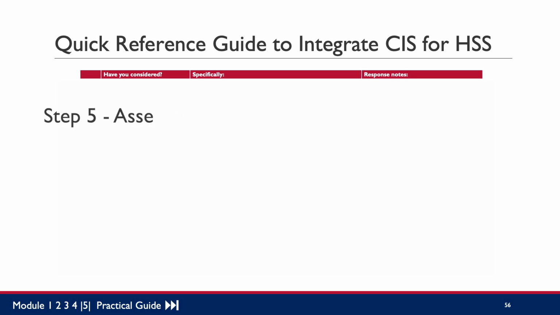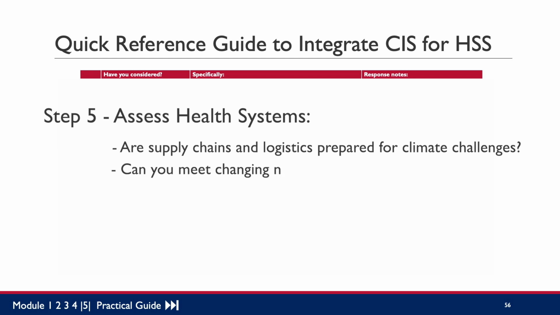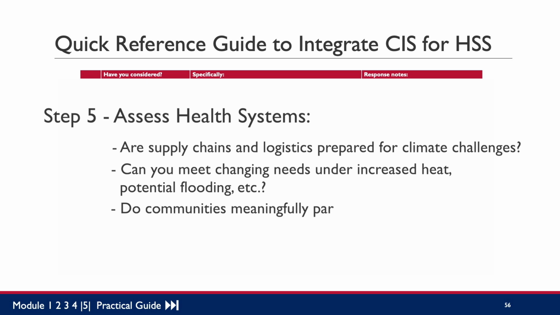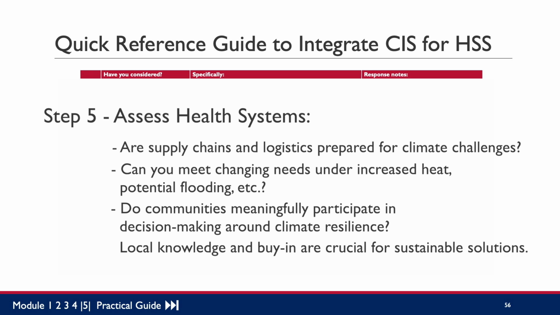Step 5. Assess health systems. Are supply chains and logistics prepared for climate challenges? Can you meet changing needs under increased heat, potential flooding, etc.? Do communities meaningfully participate in decision-making around climate resilience? Local knowledge and buy-in are crucial for sustainable solutions.